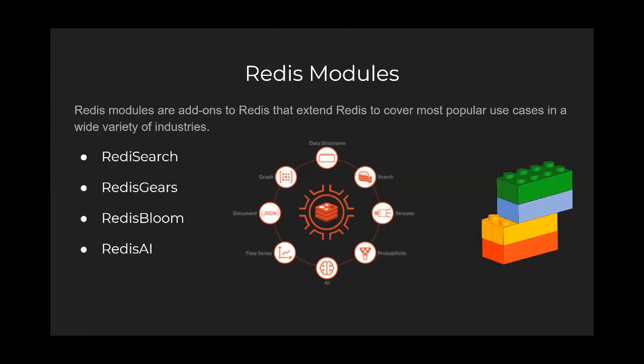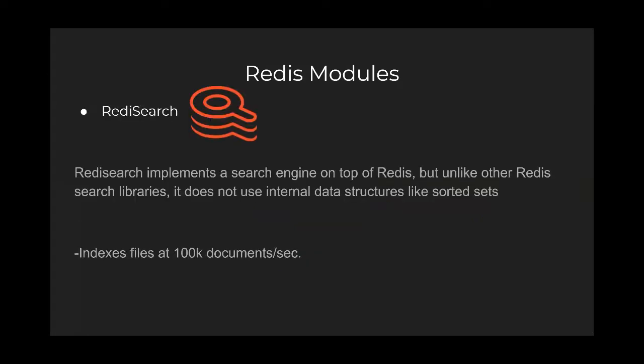and high availability. Modules can be created by anyone, and you adapt your database to your data rather than the other way around. And you can think of them as these Lego blocks right here, which fit on perfectly onto your database and improve functionality. We're going to be talking about 4 different Redis modules, which are Redis Search, Redis Gears, Redis Bloom, and Redis AI. So let's go ahead and talk about Redis Search a little bit.